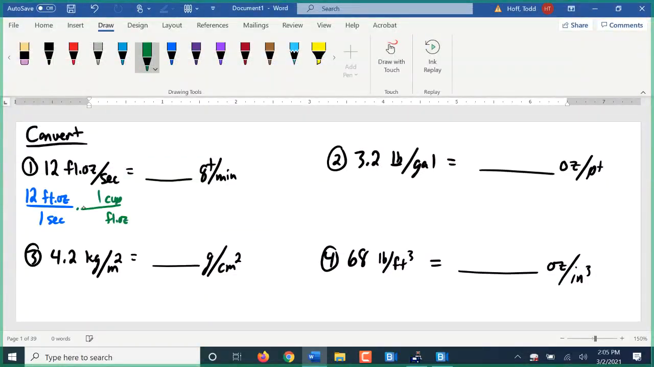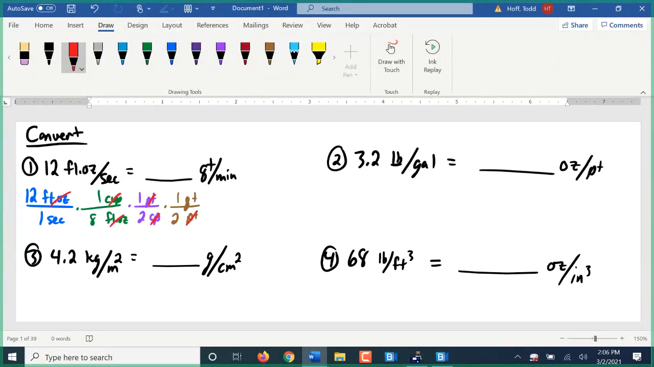1 cup is 8 fluid ounces. Right now we're in cups per second, so I have to keep going to get rid of cups. 2 cups is 1 pint. But we're now in pints per second, so I need to go one more step to get rid of pints. Get to quarts. 1 quart is 2 pints.